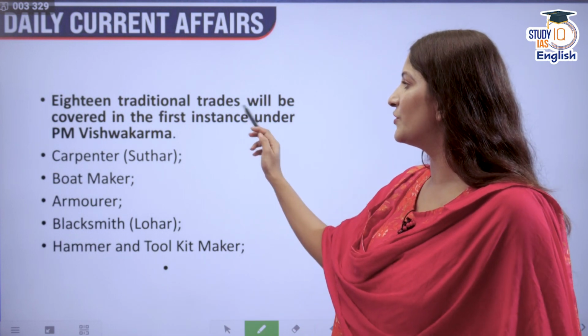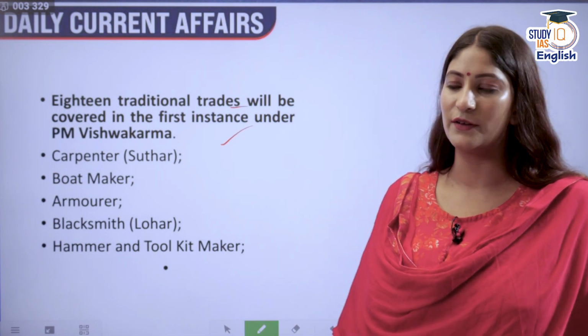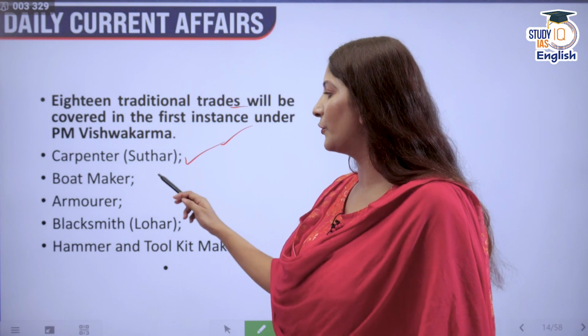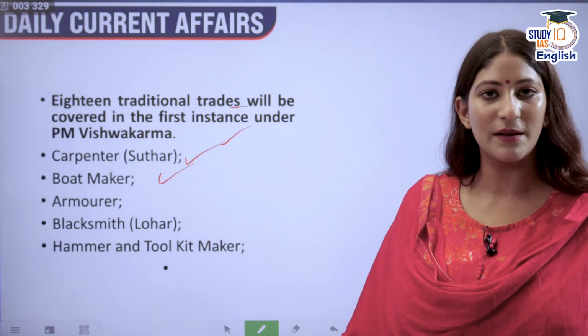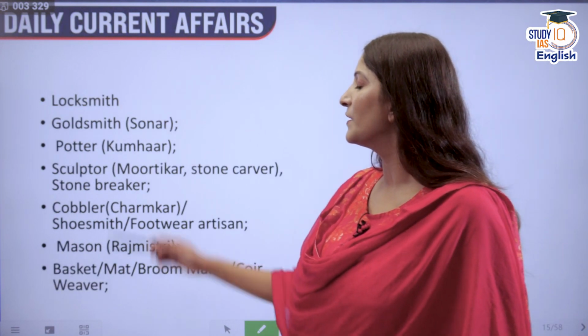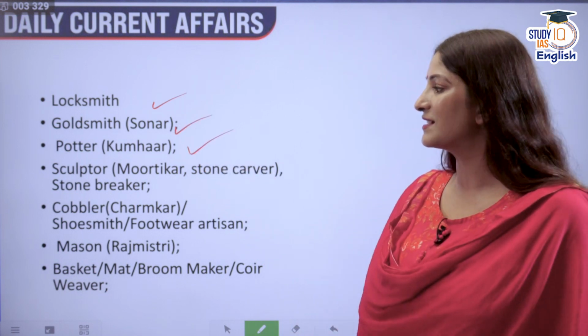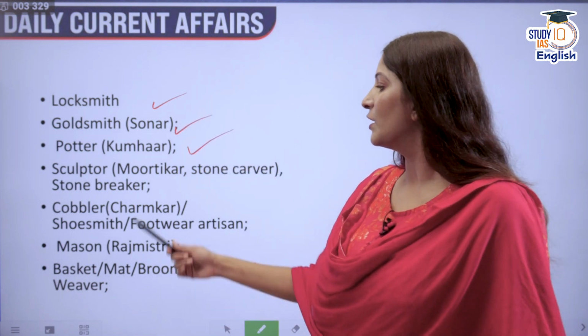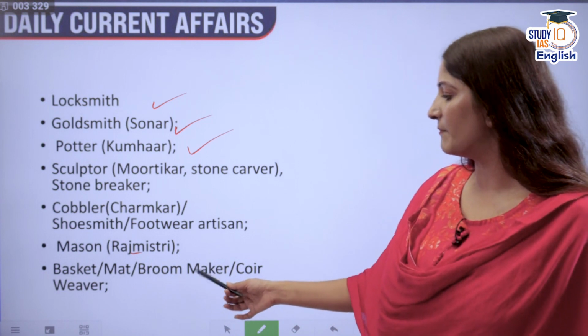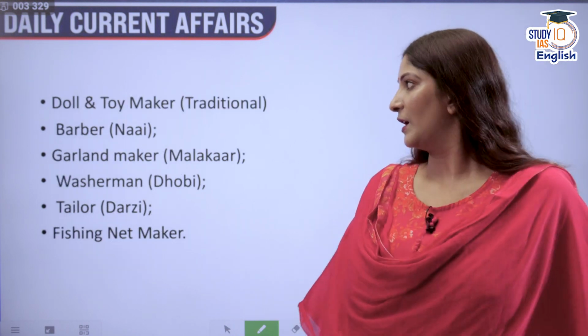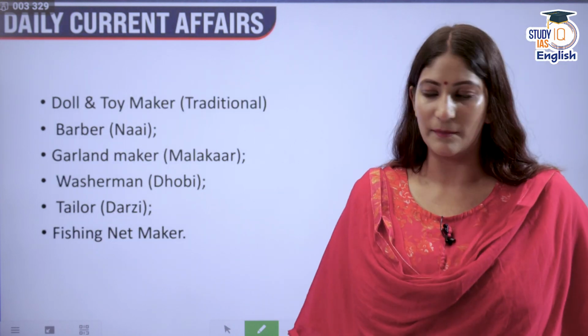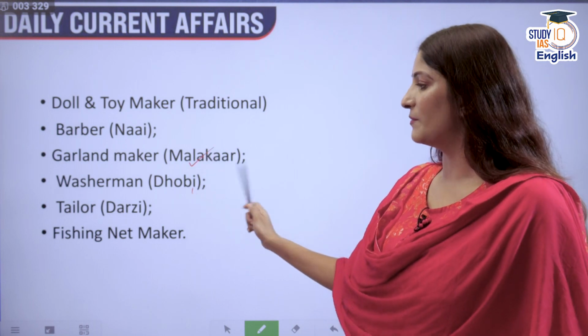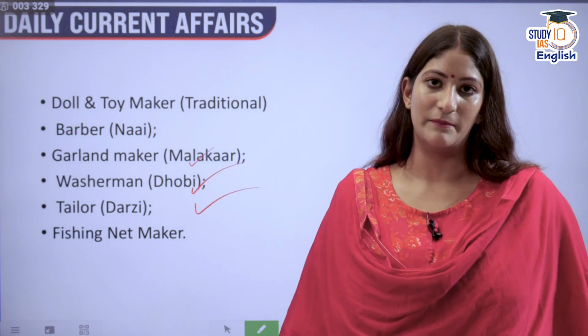Then 18 traditional trades will be covered first in the first phase. Carpenter, boat maker, armorer, blacksmith, hammer and toolkit maker, locksmith, goldsmith, potter, sculptor, stone breaker, cobbler, mason, basket, mat, broom maker, coir weaver. Also doll and toy maker, barber, garland maker, washerman, tailor, fishing net maker.